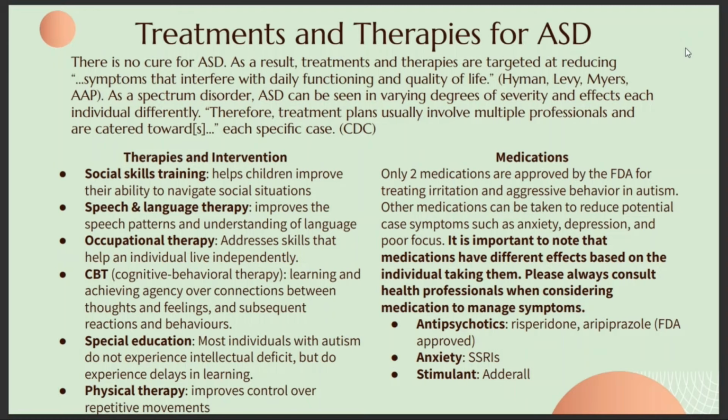What is the role of therapy and intervention? Social skills training helps children improve their ability to navigate social situations. Speech and language therapy, very important, improves the speech pattern and the understanding of language so they can function well at school. Occupational therapy addresses the skills that an individual has so he can live independently.